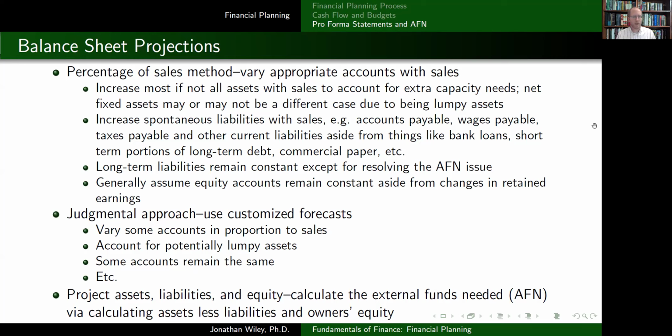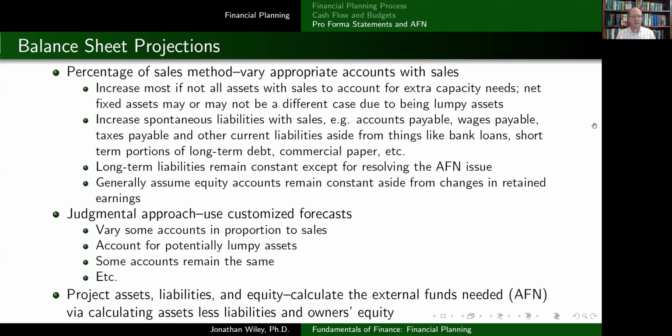So what I might wind up doing is increasing most, if not all, assets with sales to account for the fact that we're going to need extra capacity. If I'm going to sell more, it makes sense that I might need more cash. I might wind up with more inventories on hand to support the sales. I may or may not need more net fixed assets, and I work my way down the list of assets. But generally, for a lot of those, I can make a pretty fair argument that they would increase.